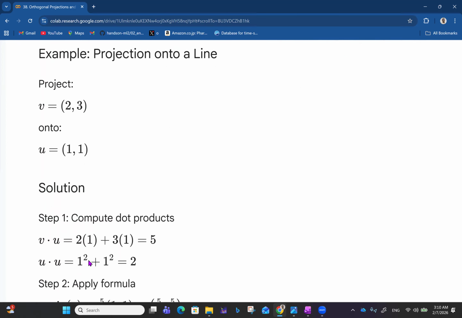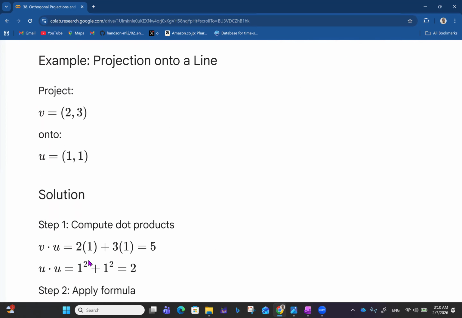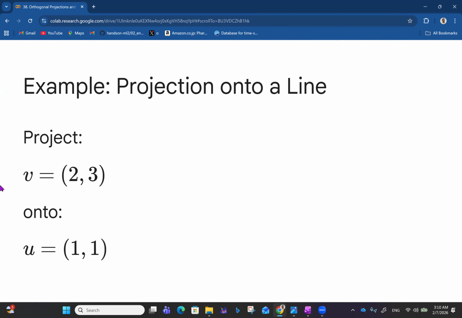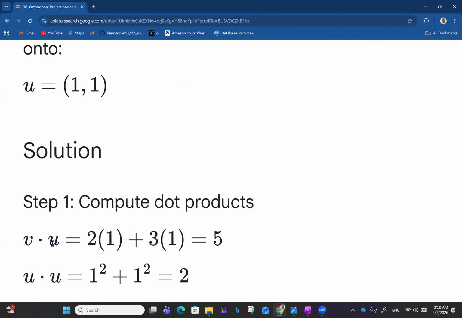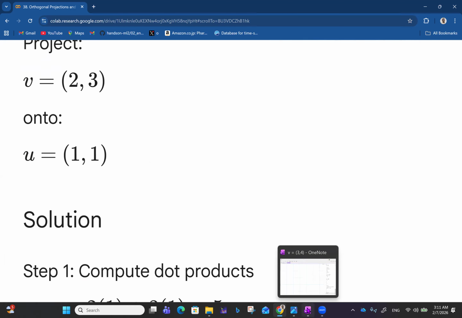So how about an example to drive home the point? Example of projection onto a line. So if you want to project V, which is (2, 3), onto U, which is (1, 1), what do you do in that case? So the solution: first of all, you need V dot U, right? By the way, the projection of V onto U, like we already know.